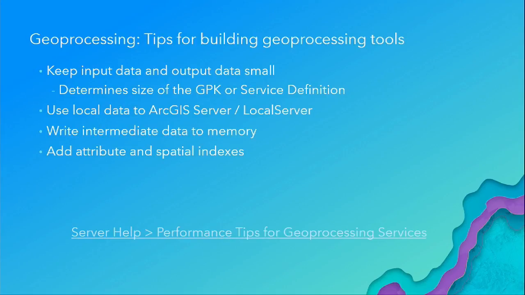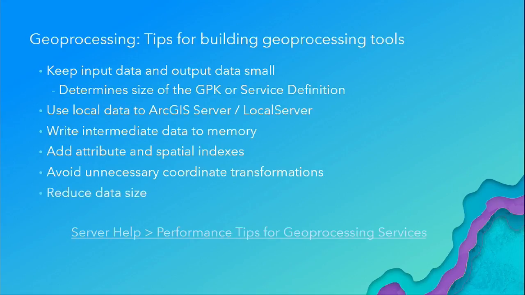Any data that you're using should have, as in most cases actually, attribute and spatial indexes. Spatial indexes are obviously pretty vital to most of the spatial data that you're working with, but any queries that you're doing on attributes, those fields should have indexes as well. Think about what coordinate systems your data is in, so avoid any unnecessary coordinate transformations within the model or within your script. That's just an extra overhead. And reduce the data size wherever you can. Consider subsetting the data depending on what the user workflow is.